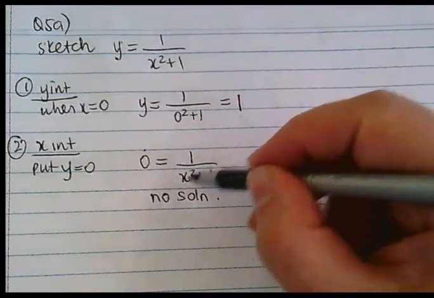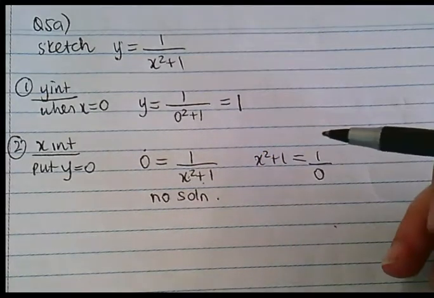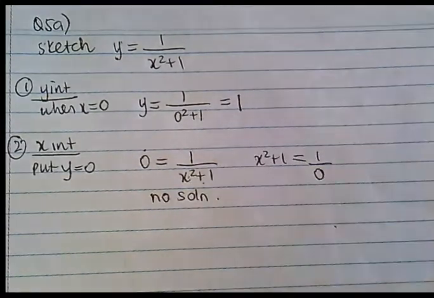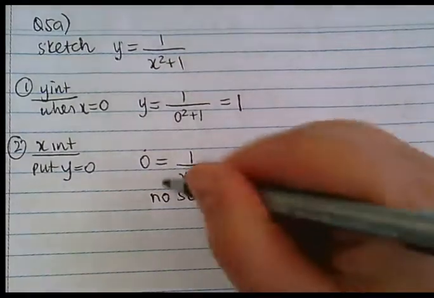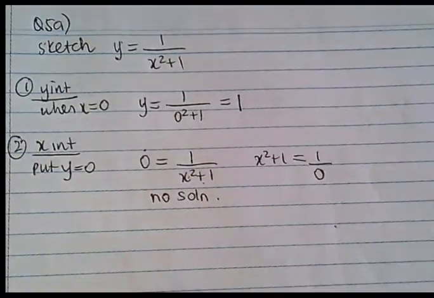X squared can't equal -1. A square is always positive. You'll never get 0, but you're not allowed to divide by 0 anyway. You're not allowed to do it. There are no x-intercepts. So all we know so far is that when x is 0, y is 1.